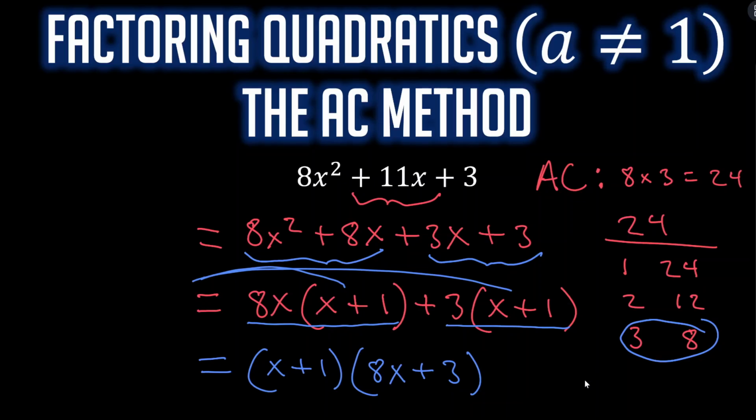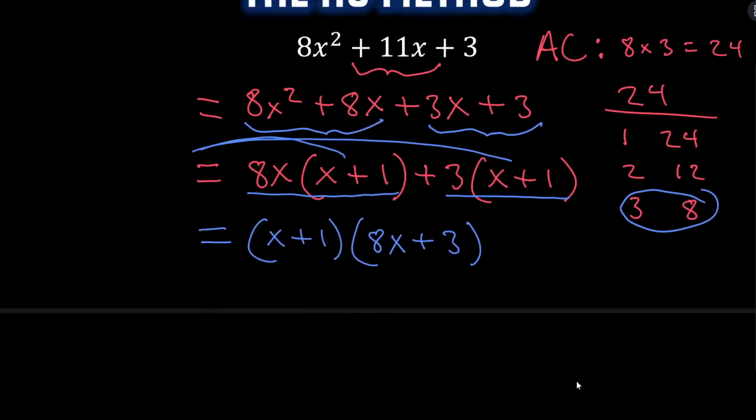But first, before we get into more examples, I want to talk about why this method works. Because to me, it's not obvious that there's some connection between a times c and b, numbers that multiply together to be a times c, add together to be b. That's a little weird. It's not obvious. So if you are interested, I'll show why this works.